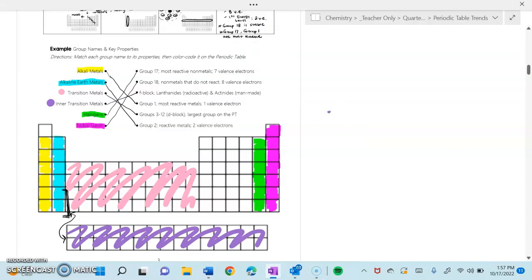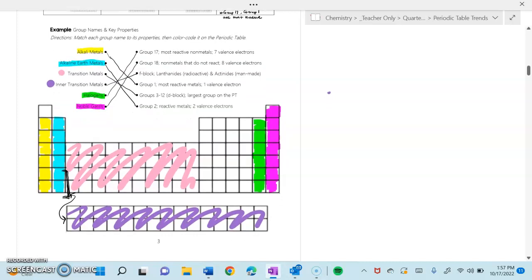One more quick note about the F block. The F block top row starts with the element lanthanum. So this whole first row is called the lanthanides, and the second row starts with actinium, and this second row then is called the actinides. All of the lanthanides are radioactive and they simultaneously go through decay, whereas the actinides are man-made, or sometimes we call that synthetic.